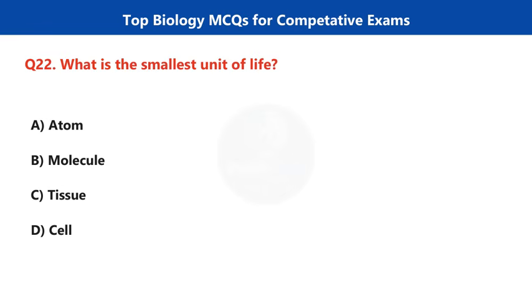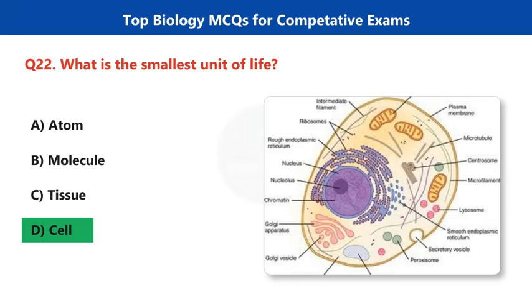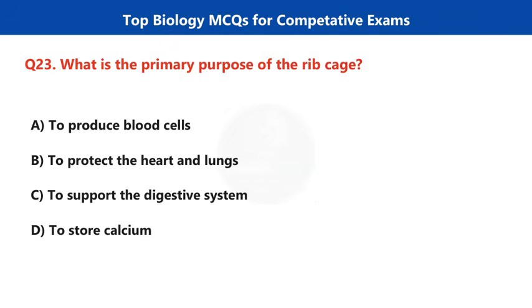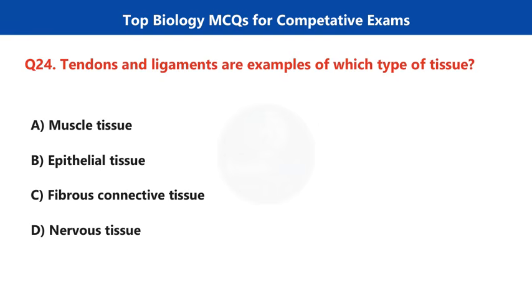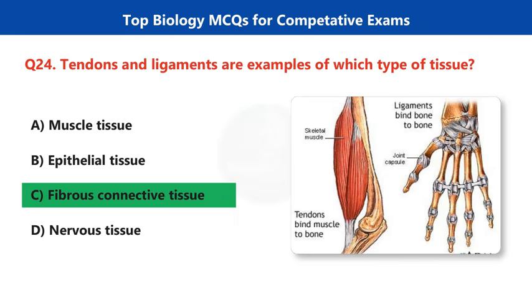What is the smallest unit of life? Correct answer, cell. What is the primary purpose of the rib cage? Correct answer, to protect the heart and lungs. Tendons and ligaments are examples of which type of tissue? Correct answer, fibrous connective tissue.